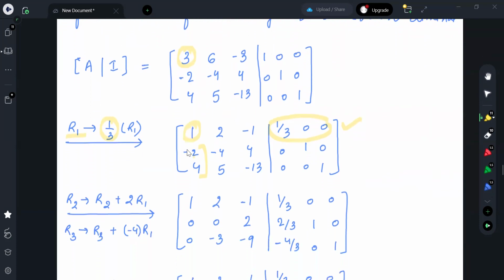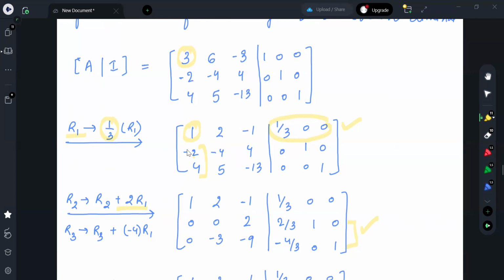In R2, I'm going to add 2 times R1, and that would give me the resultant 0. And in R3, I will add a negative 4 times R1, and that would give me the desired 0. And the same operations I'm going to be applying on this side. Once you do your math, take a minute, pause the video, and see if you have the same answer as me.